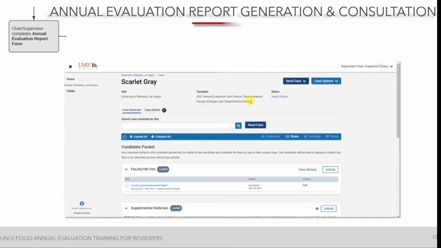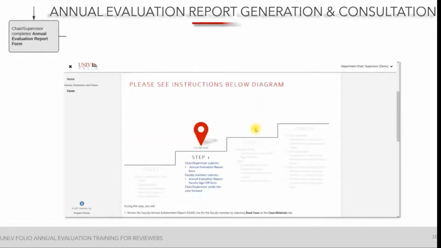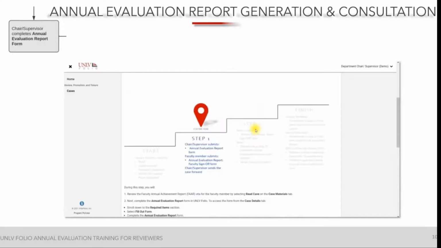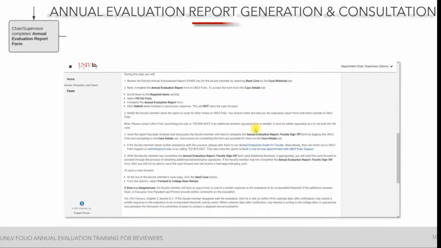You'll navigate to the Case Details tab. And when you click on this tab, you'll first see a diagram indicating where the case is in the workflow. Here we see it's at the Step 1 Chair Supervisor step. And if you scroll down below, you'll see instructions on what is required at that review step. It's basically everything that we're going over in this training session, but step by step.